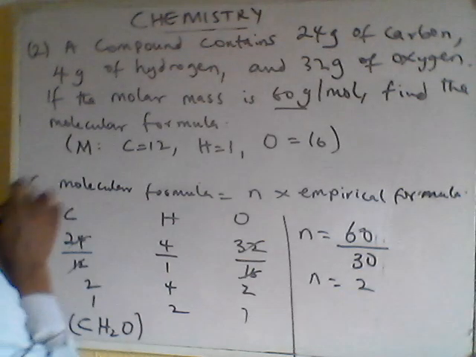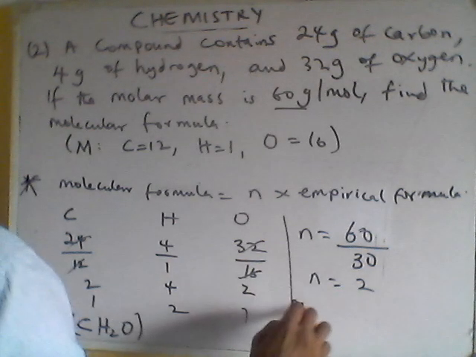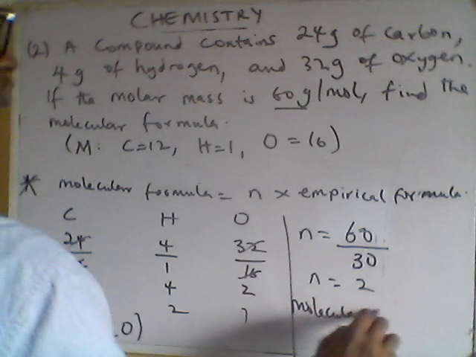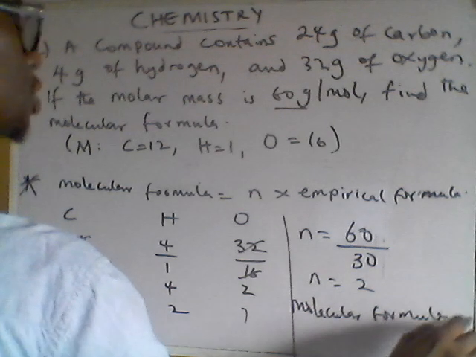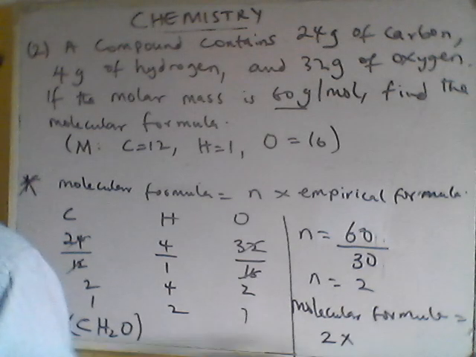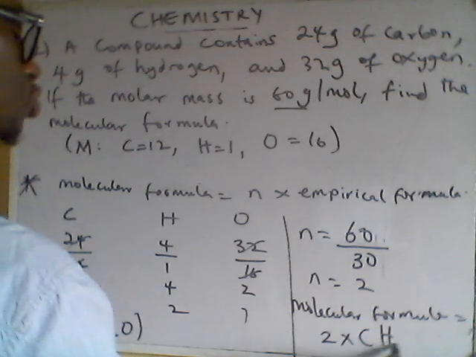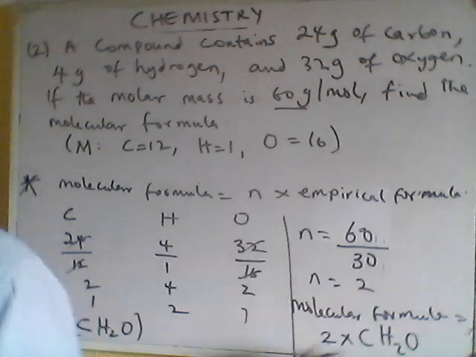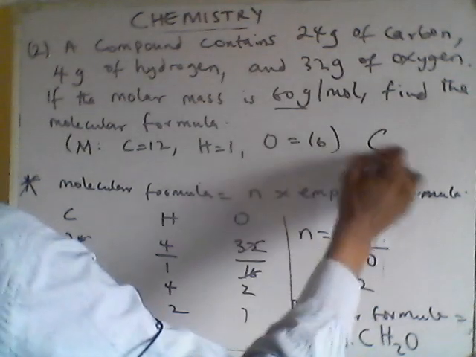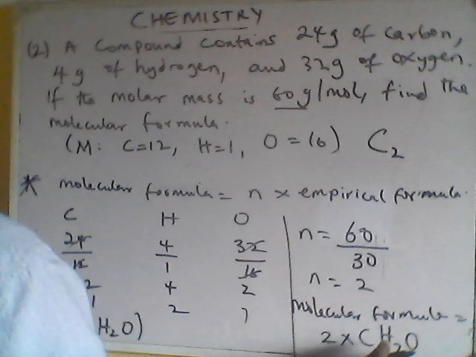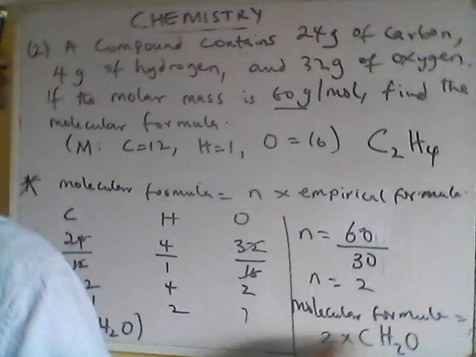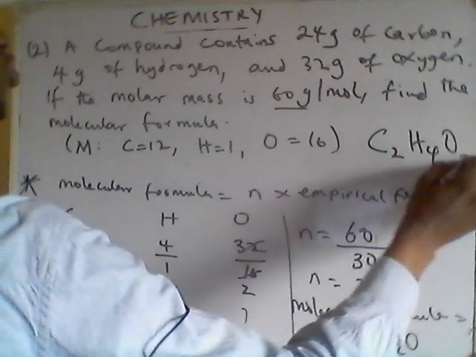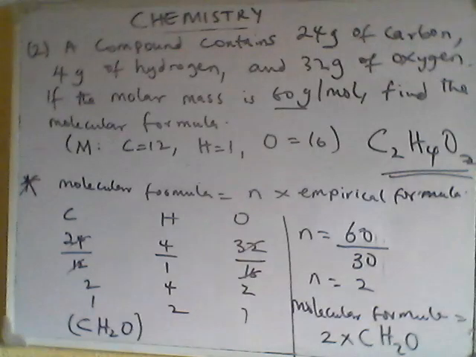So I have now gotten N as 2. I can now put it in this formula, molecular formula. So molecular formula is equal to N, which is 2, times CH2O. So this time this will give me, let me just write it here. 2 times C will give me C2, and 2 times 2 here will give me H4, and 2 times 1 here will give me O2. So this is the molecular formula of this particular compound in this kind of situation. Okay. All right, so we'll go on to the next one.